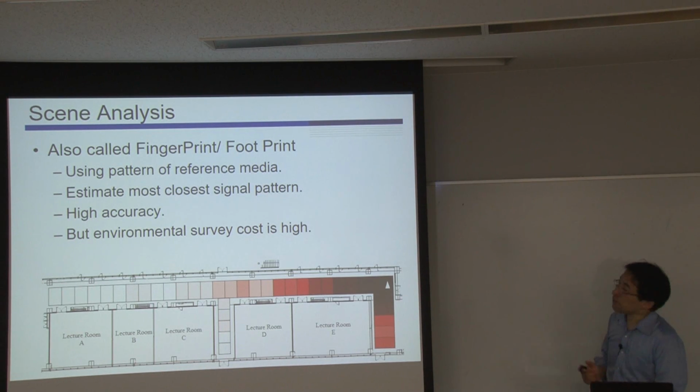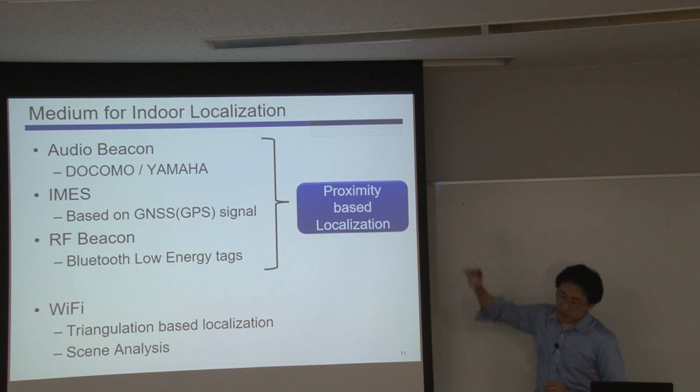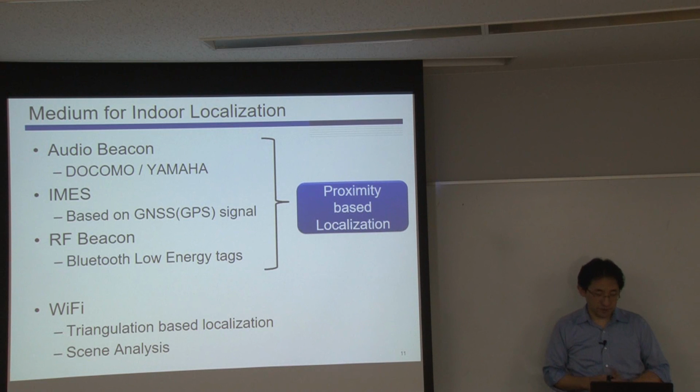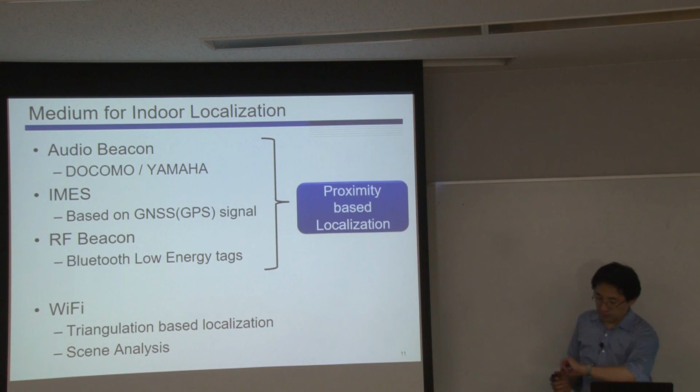Okay, so I will show you examples of indoor localization. There are several commercial products from Docomo, Yamaha, IMES, and Bluetooth low energy tags. These are all proximity-based localization. Later I will explain in more detail about Wi-Fi localization.